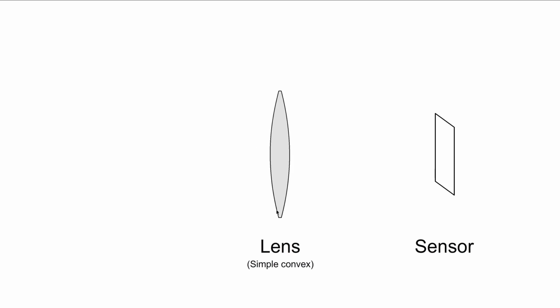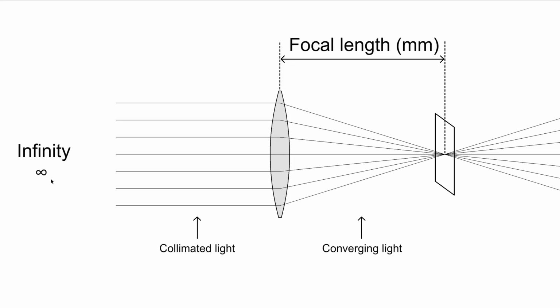We have a basic convex lens. Obviously, modern lenses have multiple elements and they're way more complicated than this, but they essentially work the same way. So let's keep things simple, but then go into detail. And then we have a sensor here. This is where the image would be recorded. Once upon a time this would have been a piece of film, but now we've got digital image sensors.